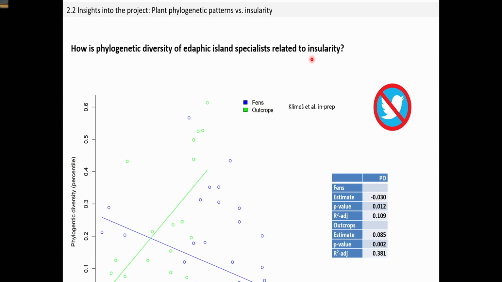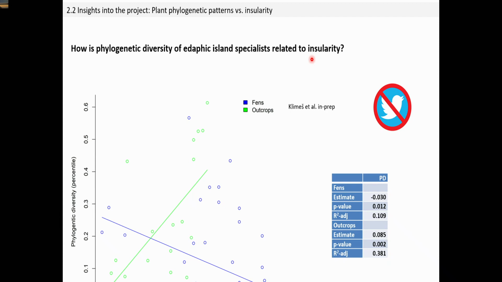And for example, we are discussing also with Ika and Adam, knowing that the fen specialist assemblages are actually clustered. Yes, of course, it's because of the strong filter and the habitat segregation. But the fact that on the outcrops, on the other hand, there is no structuring whatsoever.